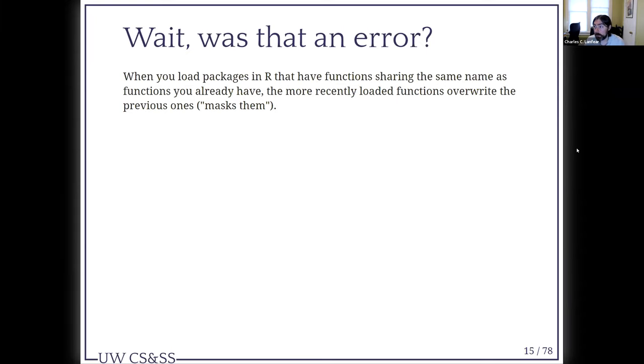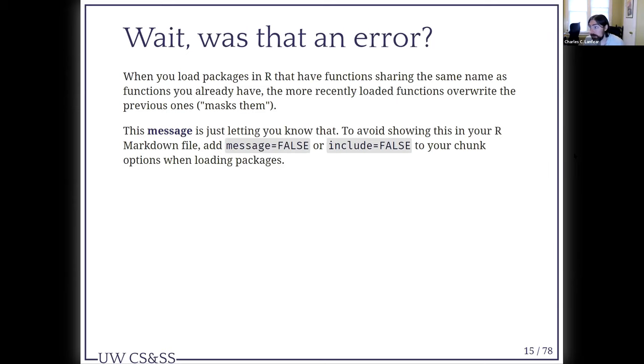If you load a package with functions with the same name as something already loaded, it's going to cover them up, okay? This just lets you know it. If you don't want this to show in your R Markdown document, load your libraries in a chunk that has message equals false or include equals false set, and it will hide it. This isn't a bad thing, it's just letting you know that's what it's doing.